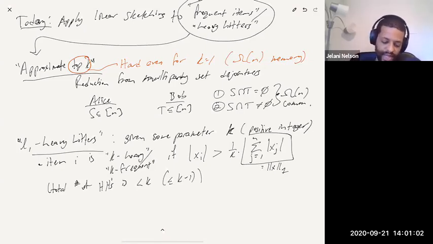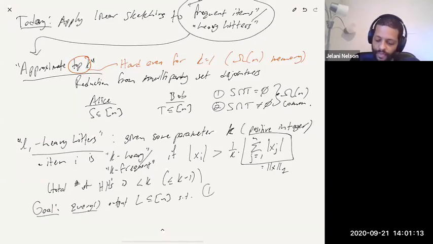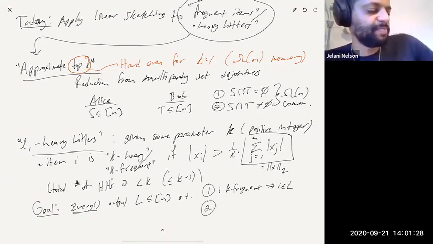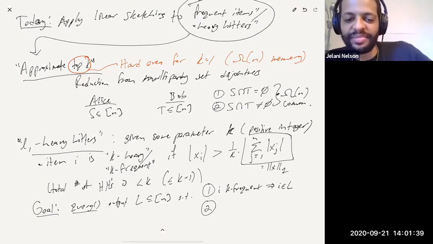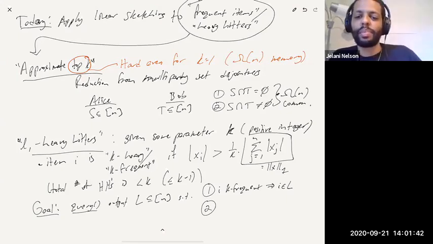So the goal is, let's say, when someone says query, output a list L, which is a subset of the universe, such that 1, if i is k-frequent, meaning it's a heavy hitter, that implies that it should be in the list. And then 2, okay, so let's say that my only requirement is that L satisfies item 1 when someone says query. Then why would that be a trivial problem? Just so we're all on the same page here.